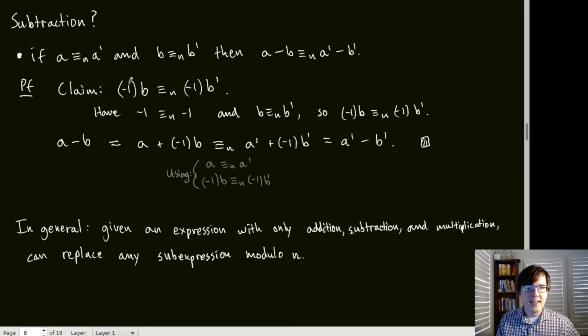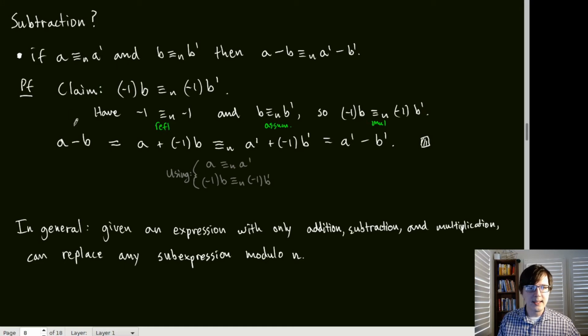And that is that minus 1 times b is congruent to minus 1 times b prime mod n. So by reflexivity, this is the reflexivity law, minus 1 is congruent to minus 1 mod n. And we have this assumption that b is congruent to b prime mod n. And so by the multiplication law that we proved, minus 1 times b is congruent to minus 1 times b prime.